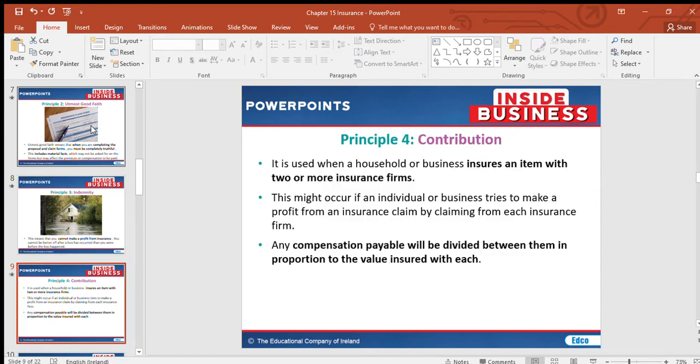Contribution, you cannot basically sign up to many different insurance companies and expect a profit off of an accident by getting them all to pay you. If you insure an item with more than one firm, they'll divide up the cost between them depending on how much you paid for each insurance premium.